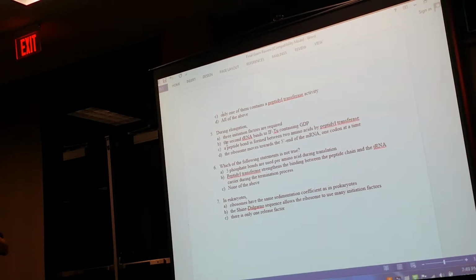In eukaryotes, the Shine-Dalgarno sequence allows the ribosome to use many initiation factors. In eukaryotes, while it does use many initiation factors, we know the Shine-Dalgarno sequence is not involved. There is no Shine-Dalgarno sequence in eukaryotes. And the last one, in eukaryotes, there's only one release factor. That one is true. In eukaryotes, there's one release factor. In prokaryotes, how many release factors are there? 3.